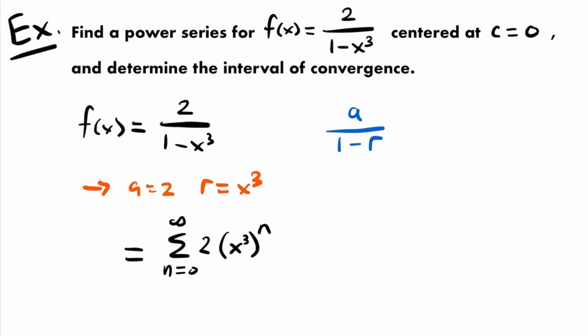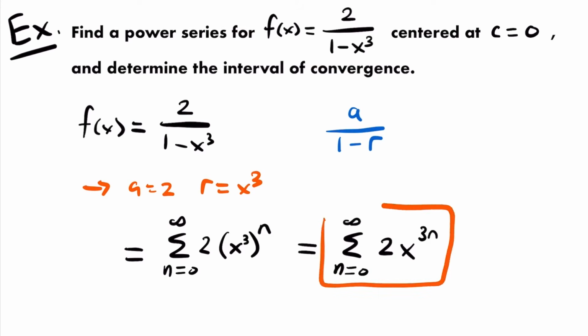Okay, and so if we simplify a little bit, remember that raising a value to an exponent can be simplified by multiplying those exponents. So 3 times n is 3n. So we would say that this is equal to the sum from n equals 0 to infinity of 2 times x to the power of 3n. And this right here is a power series that represents this function f of x. Okay, and it is centered at c equals 0 because x does not have any constants being added or subtracted from it. We just have x raised to some power.